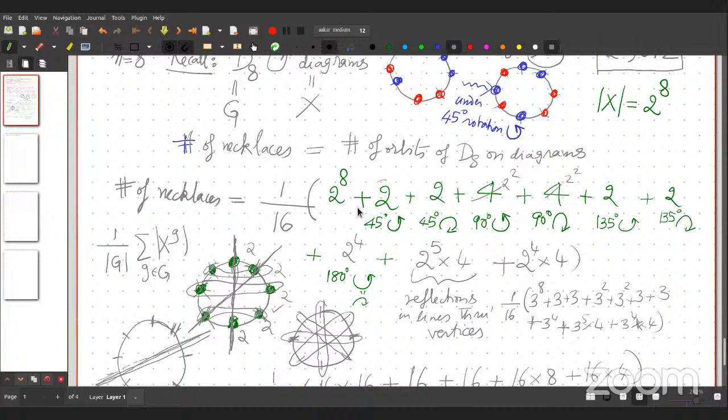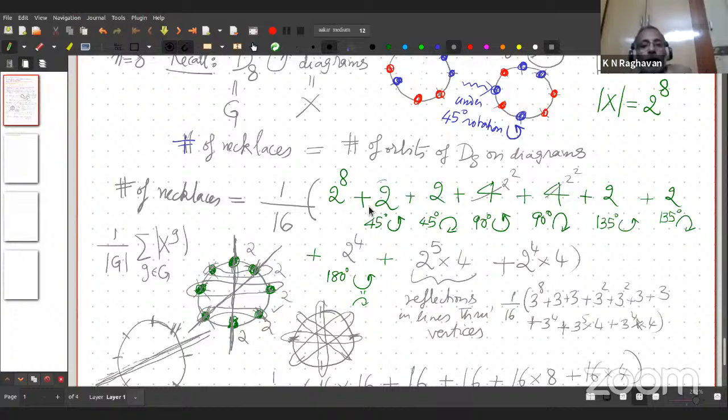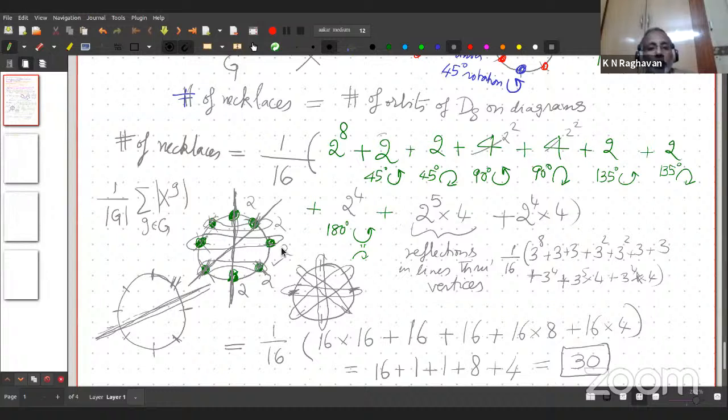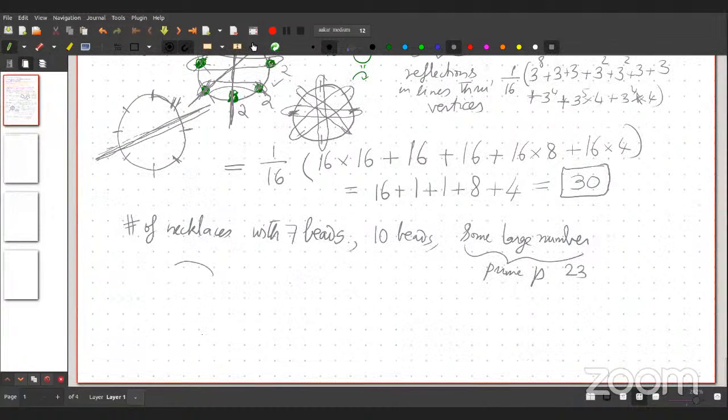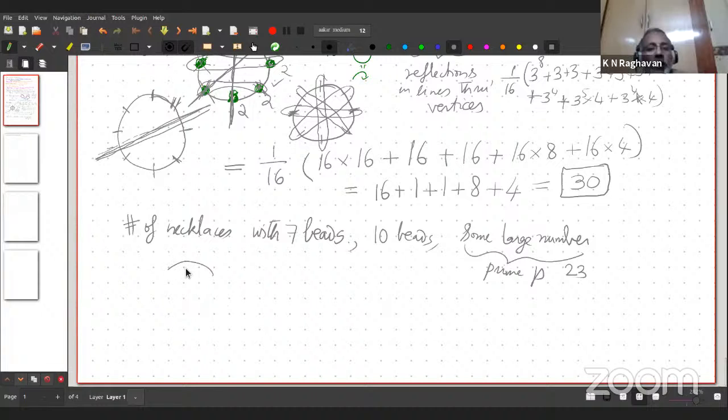Yes, sir. But the 3 square, how will you calculate the 3 square? That is the 90-degree rotation. Okay, I'll draw the picture once again. Let's go through this once again. So what does 90-degree rotation mean? Suppose I have a red here. This should also be red, right? Because what are we computing? We are looking at the possibilities of diagrams which are fixed when I rotate by 90 degrees.